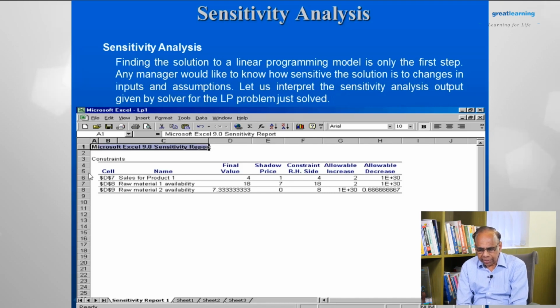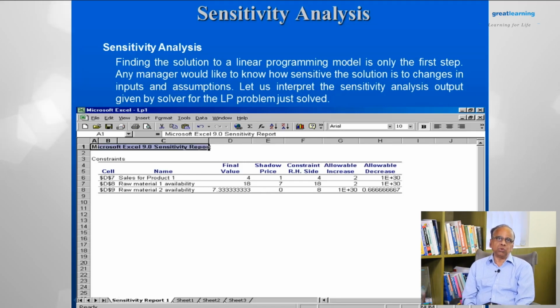Now, what is the worth of the raw material availability? Raw material 1, raw material 2. It says here, at the moment the availability of the raw material is 18 kg for raw material 1, 8 kg for raw material 2. When I have solved the problem finally, I notice raw material 2, 8 kg, I have used only 7.33 kg.